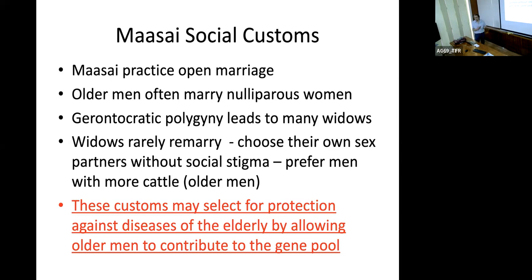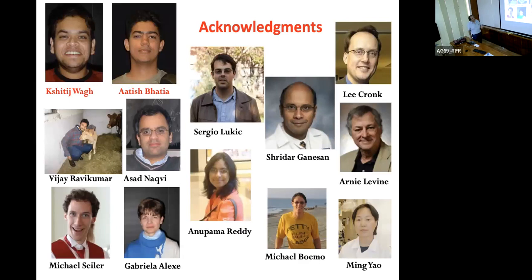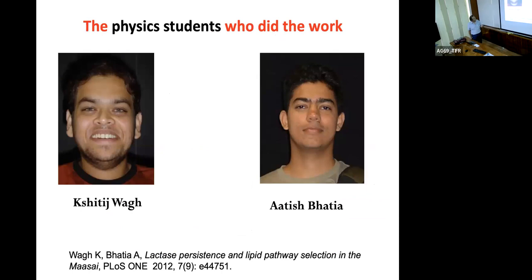Okay, so again, these are the people who worked on the project, but these are the two people who actually did the work. Kshitij is now at Los Alamos. He's a staff member, and he is working on HIV. He's working on trying to find procedures to keep the disease under control. HIV is now not a lethal disease anymore. You can stay alive. It's like diabetes. If you take care, you can live with it forever.